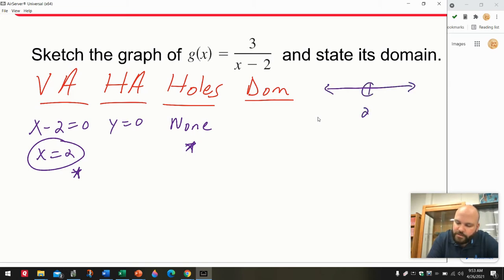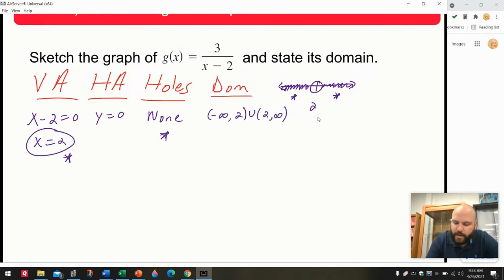Now, as a quick refresher, if I were to draw a number line, I can pick any number that I want. I just can't pick 2. So you can see there are 2 distinct areas here, and both of those areas will need to be stated in the domain. So the way we would list the domain is negative infinity to 2, union 2 to infinity. And there we go. So we have our vertical asymptotes listed, horizontal asymptotes, holes, and domain.